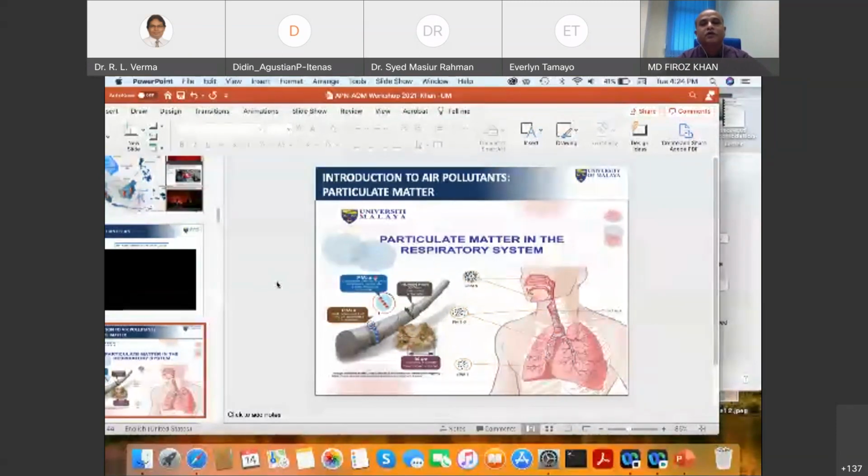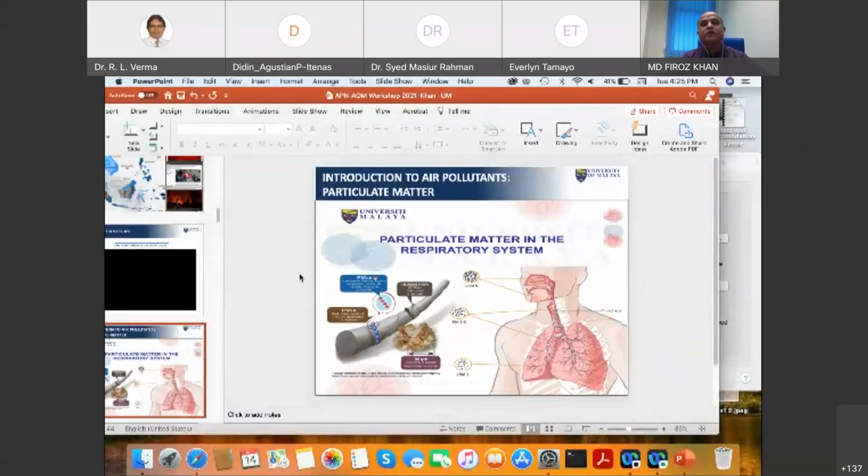You have now seen how the air pollution scenario, from local, regional, and global scale, how people have been experiencing around the world. So let's move on with some detailed explanation about those key air pollutants. Let's start with airborne particulate matter.